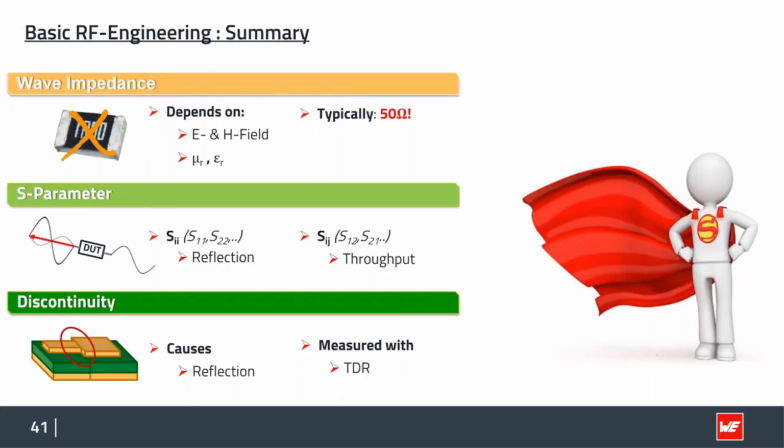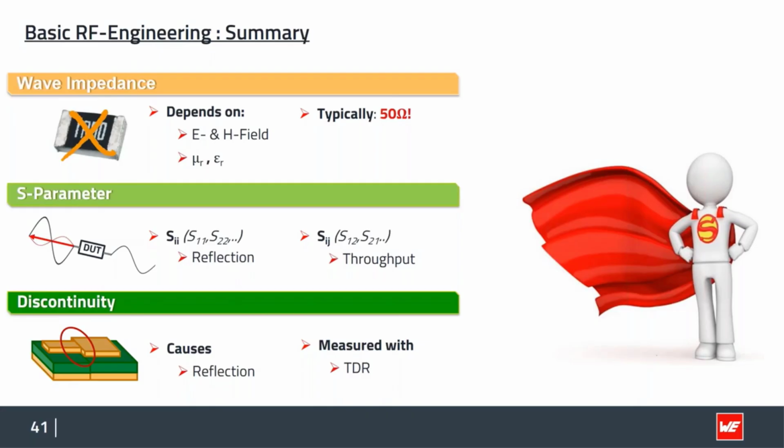So, let's sum up. The wave impedance depends on the E and H field, so depending on mu r, epsilon r, and is typically 50 ohm. We can measure with S parameters the reflection and the throughput, so we can identify our overall losses and our losses caused by reflection. And we can also identify where our reflection happens on our PCB design by measuring with TDR and identify where the critical places are to rework.